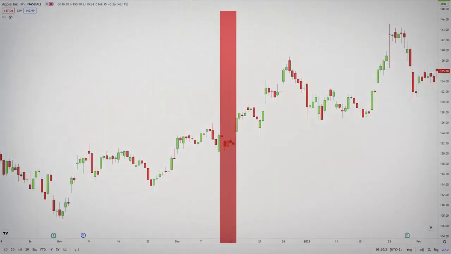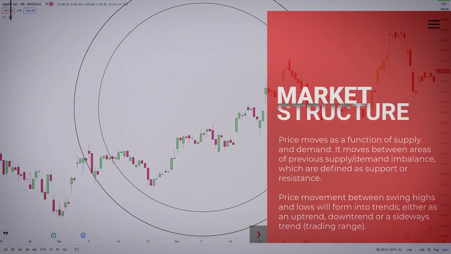The principles governing price movement are the same on all time frames. Price moves as a function of supply and demand. It moves between areas of previous supply and demand imbalance, which are defined as support or resistance. Price movement between swing highs and lows will form into trends, either as an uptrend, downtrend, or a sideways trend.